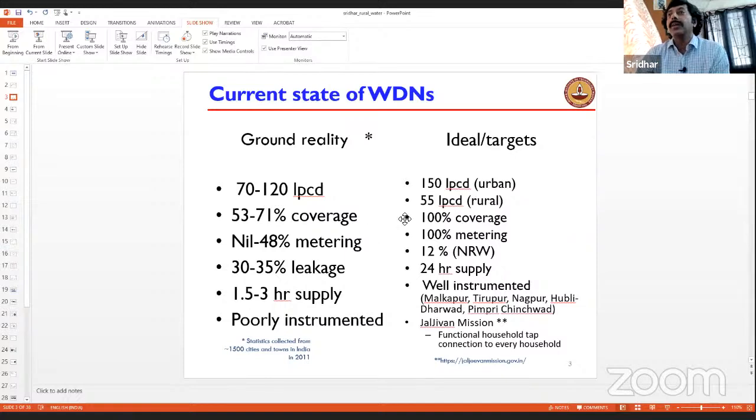And the target is that you should be able to cover 100% of your population, meter all of the consumers, and have low NRW, non-revenue water. It's basically the difference between the amount of money that you spent in supplying the water and what you recovered. So it includes things like leaks, water thefts, and also water for common use, like firefighting or other hygiene purposes and so on. So the target is that you need to bring down the leakages, which are roughly anywhere from 30 to 50%, to around 12%. And more importantly, you have to guarantee 24-hour supply.